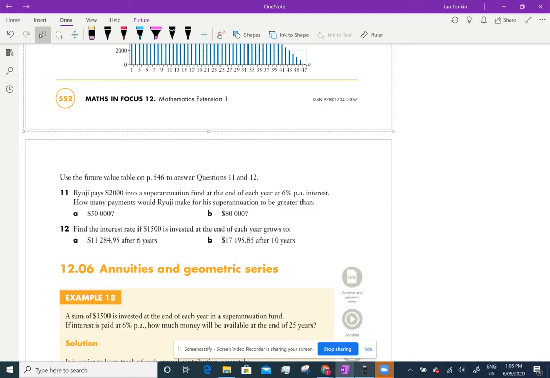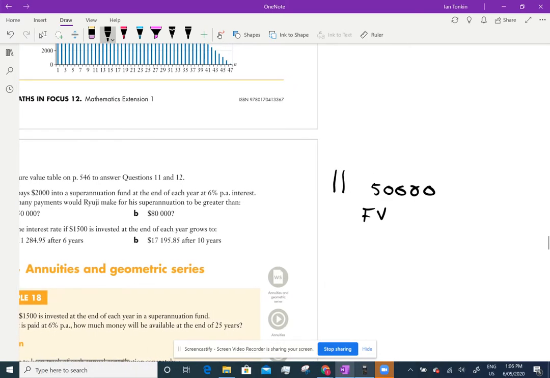All right, so they're asking you to find out how many payments. I can only say that you can guess and check for that. Use a future value table, 6%. So here I'll do question 11 because we've been using the table. So we've got 50,000 is our future value, and we're putting an annuity of 2,000, and it's 6% per annum. So we're looking at 6%.